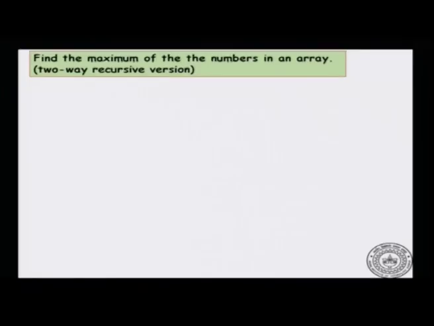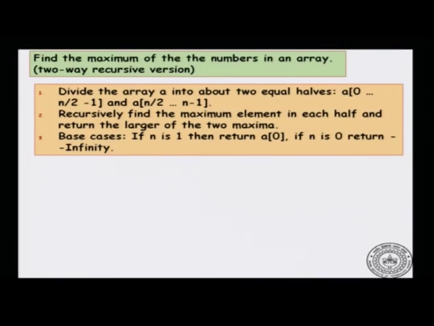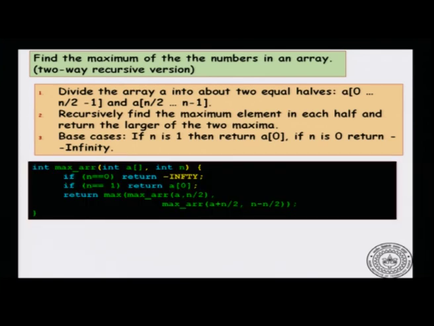Now, let us look at the two-way recursive version. So, here is the algorithm that we discussed, and let us just code this up. So, we will have int max array, and then int a, which is the array containing n elements. And let us say that we have some constant minus infinity, which we have defined elsewhere in the program. Later we will see how to do this. Let us say that if n is equal to 0, you return minus infinity, some large negative value, and if n is equal to 1, you return the only value in the array.